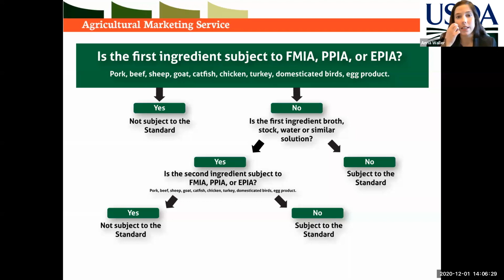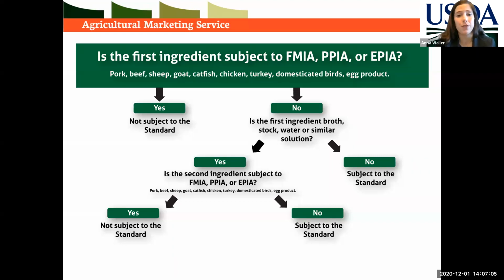If the first ingredient is not individually subject to the Federal Meat Inspection Act, the Poultry Products Inspection Act, or the Egg Products Inspection Act, but that first ingredient is broth, stock, water, or a similar solution, then look to the second ingredient. When the first ingredient is broth, stock, water, or a similar solution, and the second ingredient is subject to one of those three acts, meaning the second ingredient is pork, beef, sheep, goat, chicken, turkey, or another domesticated bird, or an egg product, then the food is not subject to the standard.